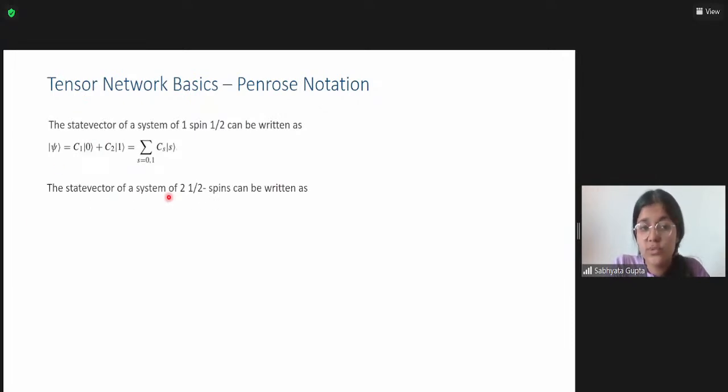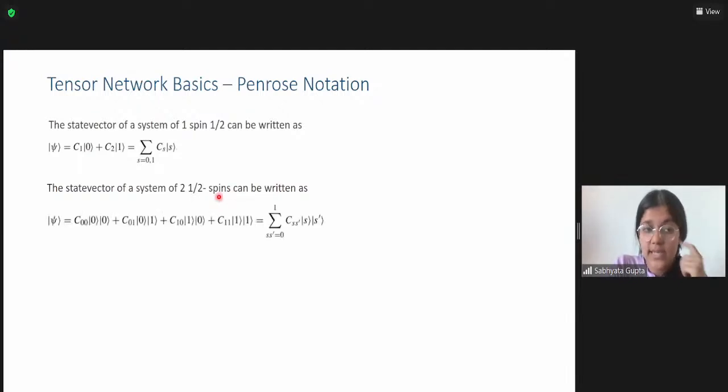Now, if we have a system of two spin-half particles, the state vector can be written in the basis form as follows. Now we have four elements. If you want to store information about these coefficients, you can store it either as a four-component vector, or you can store it in a 2x2 matrix. It really depends on how you want to store that information.